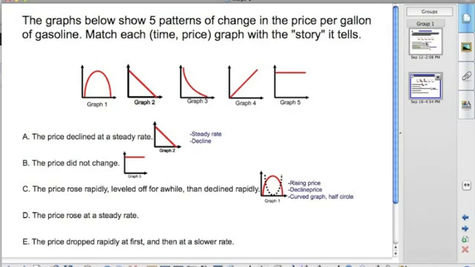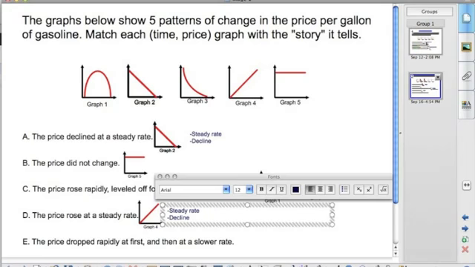So for letter D, it says the price rose at a steady rate. Again, we know our straight line is a steady rate, and the price is rising, so it should be working its way up from left to right. So I'm just going to copy my note with the steady rate, but I'm going to say there's an incline or a rising price.